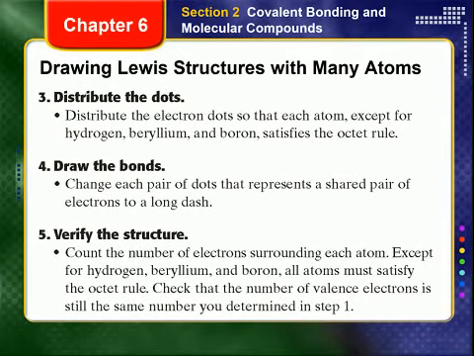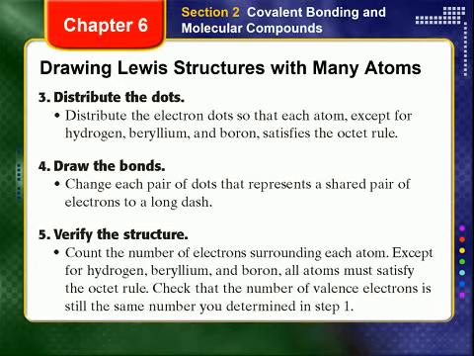Step 3. Distribute the dots. Distribute the electron dots so that each atom, except for hydrogen, beryllium, and boron, because they are exceptions, satisfies the octet rule. Step 4. Draw the bonds. Change each pair of dots that represent a shared pair of electrons to a long dash. Step 5. Verify the structure.